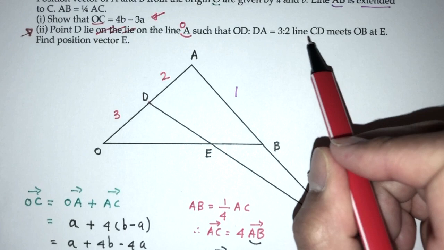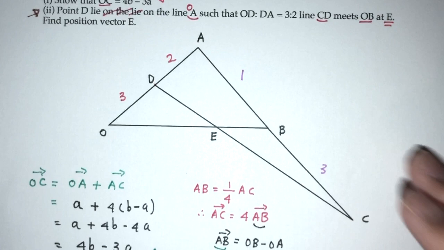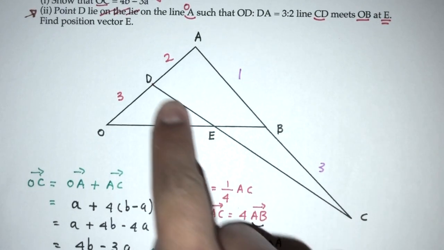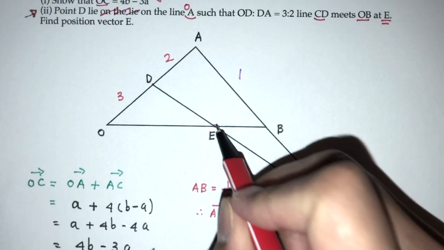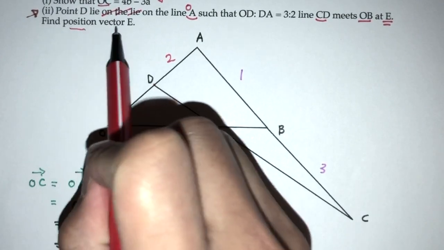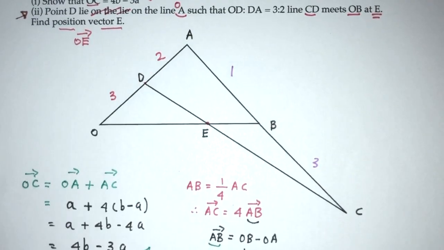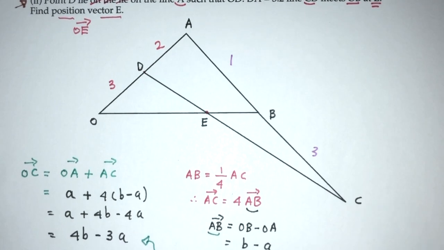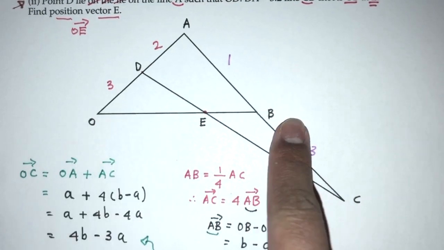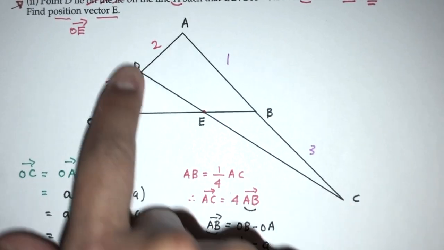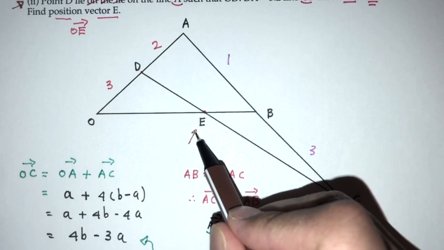Now, the line CD meets OB at point E. So we have a line CD, this line, and this line meet at the point E, right here. Now we have to find the position vector of E. We have to find OE. You can see here that OEB is a straight line, we have 3 points. And we have DEC, which is also a straight line, with 3 points. And this is the point of intersection of those two lines.